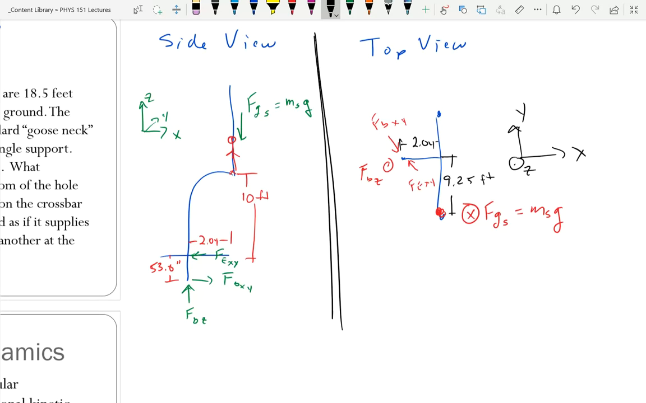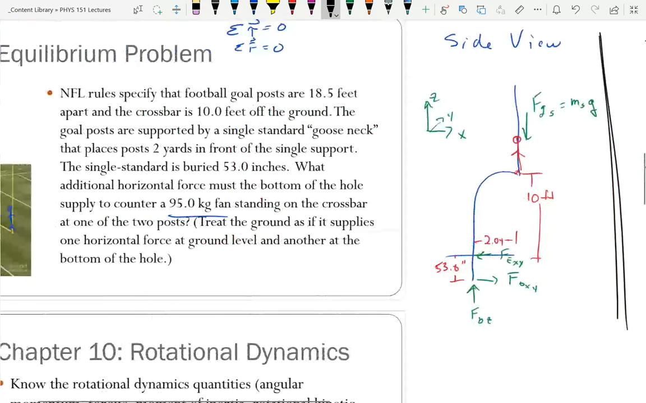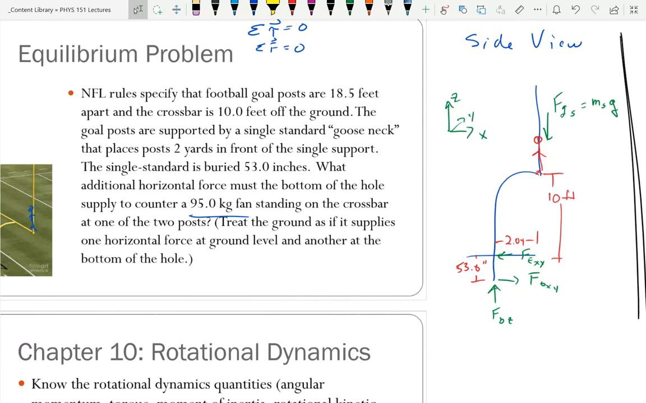We said already, how am I going to approach this? Now that I've drawn my picture, I'm going to start with summing the torques. And when you're summing the torques, you have to make a further decision, where do you sum them? You want to sum them about a location with an unknown force that you're not looking for. So the force I'm looking for, actually the problem tells you where to sum it. What is the additional horizontal force at the bottom of the hole? So I'm looking for this force.